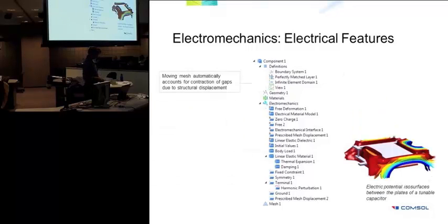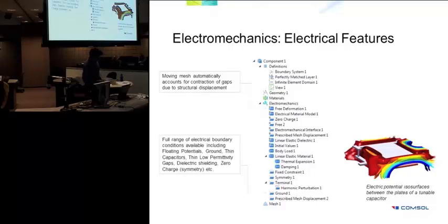Electrical features. Within electrical features, the first thing you'll notice is something called moving mesh that is highlighted here as free deformation 1. So that calculates how the gap changes as the solid deforms. Then you have a full range of electrical boundary conditions that include floating potentials, ground, terminals, also special boundary conditions like contact impedance, dielectric shielding.